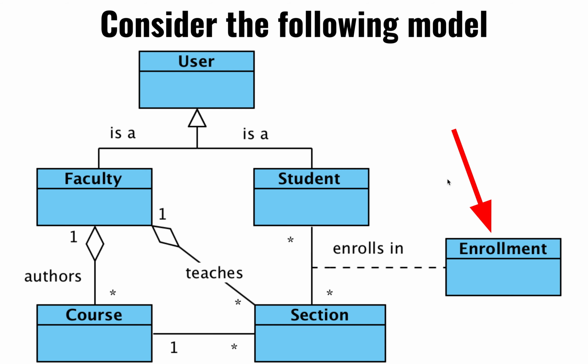Let's look at how we could model many-to-many using Mongo. Here we have an example of a many-to-many relationship, enrollments, between students and sections. In a relational database, you only have one choice. You have to have a mapping table in between that has foreign keys referencing the other two records that are related to one another.